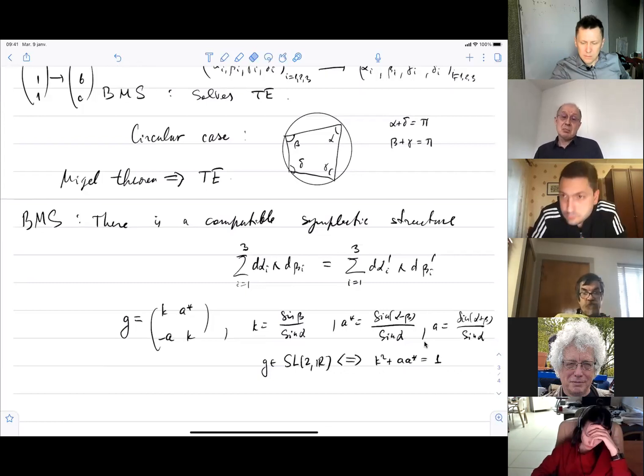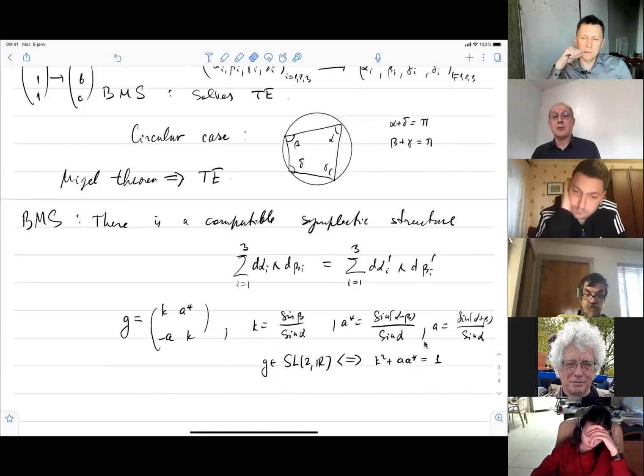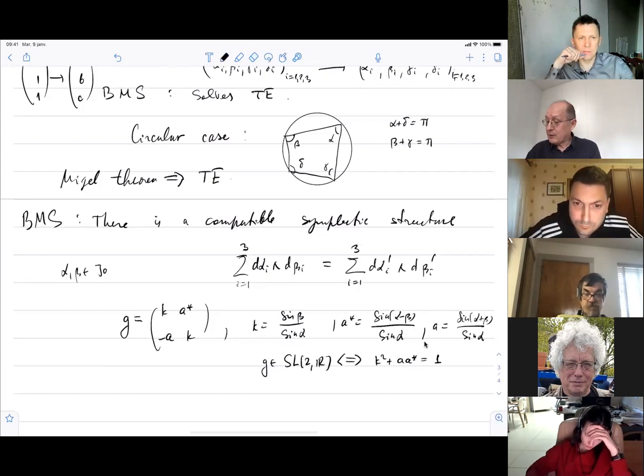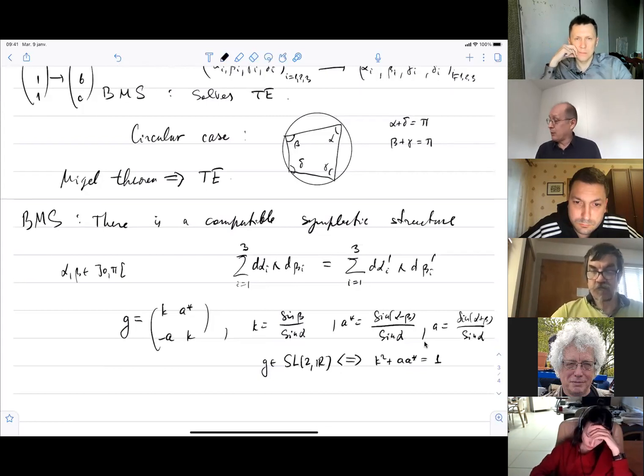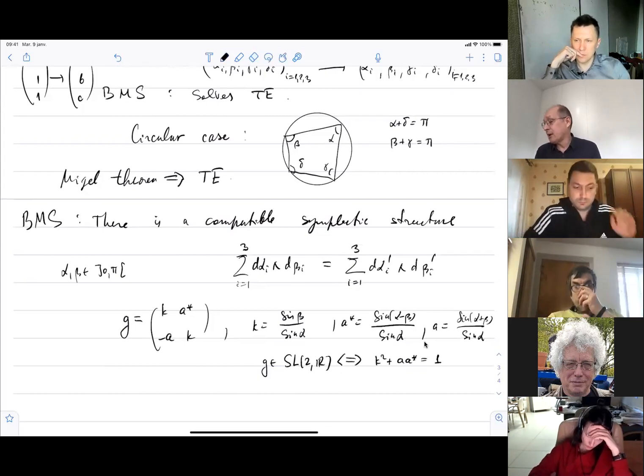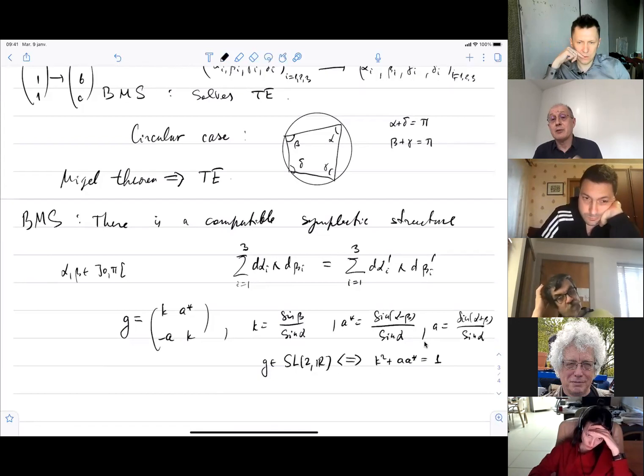And say in an open dense subset of alpha beta space, so alpha beta I would say should be in the unit interval of length pi, and maybe this is the only condition. So on this square of side pi, you have a solution defined almost everywhere.